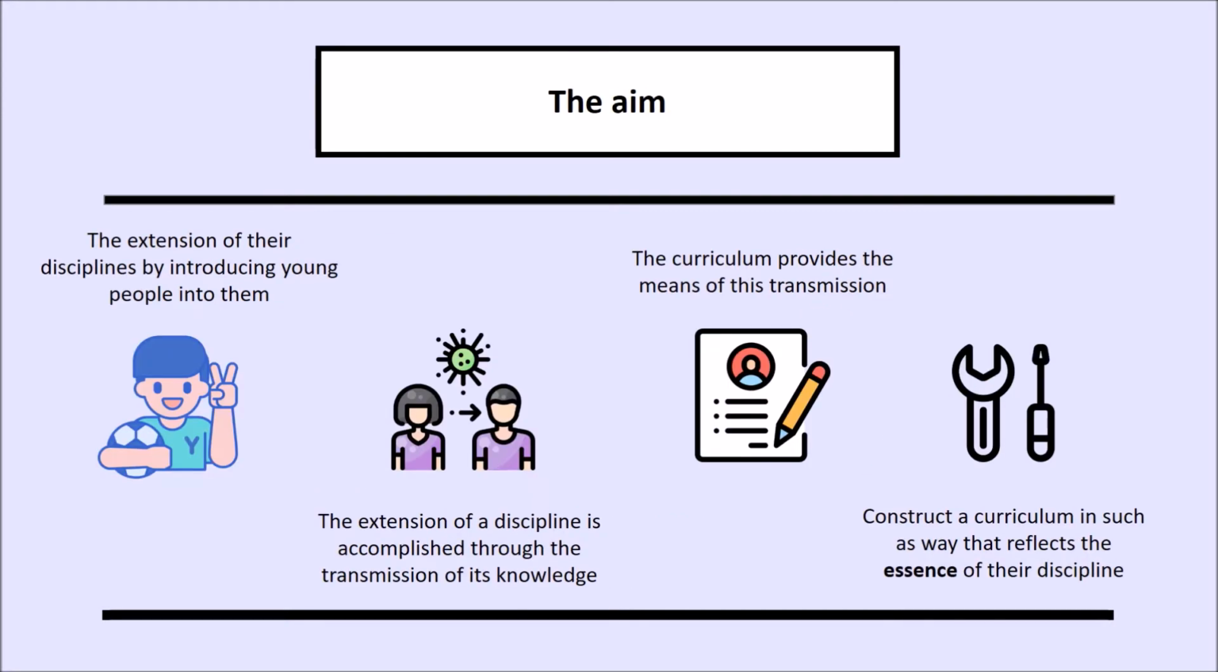So the aim of that discipline is that we want the extension of it. We want to introduce young people into our disciplines. The extension of that discipline is accomplished through the transmission of its knowledge. So what is that knowledge as a historian? What is that knowledge as a scientist? And the curriculum provides the means of transmitting that knowledge. So we construct a curriculum in such a way that reflects the essence of that discipline. So we talk about disciplinary knowledge. What is different between X subject and Y subject in terms of disciplinary knowledge? How do they think differently within those disciplines?